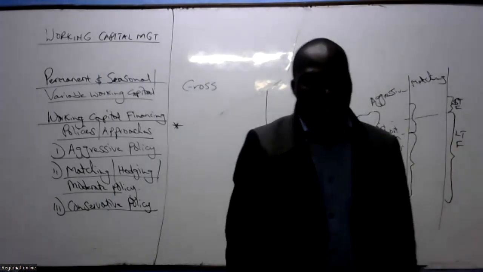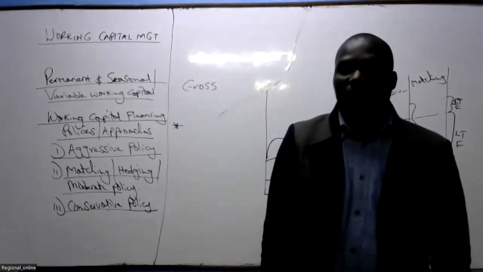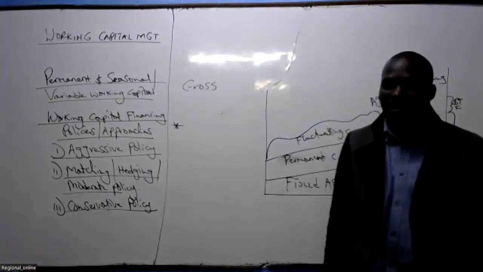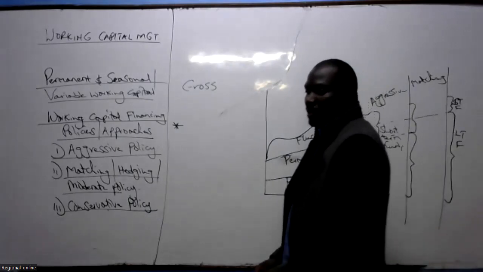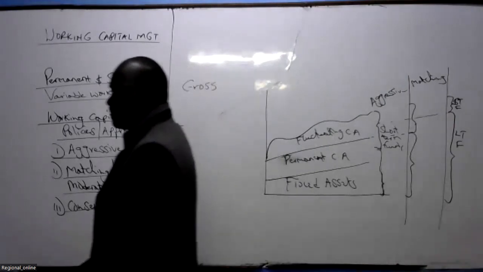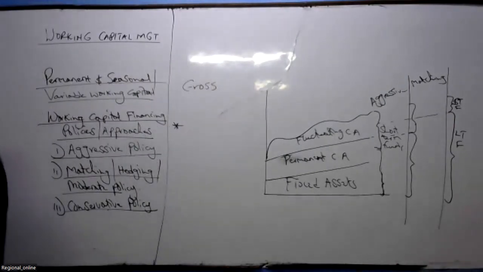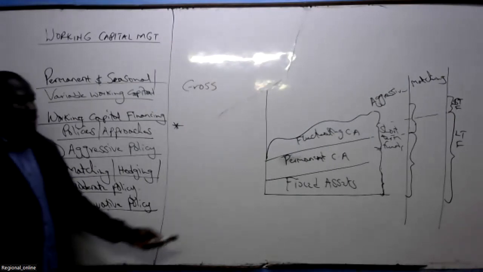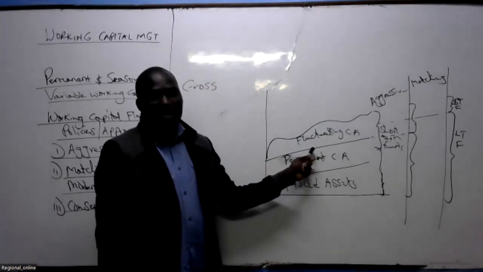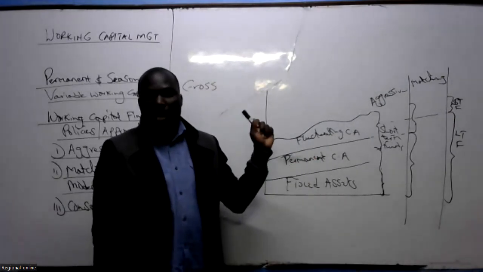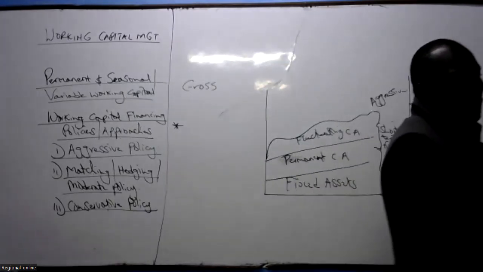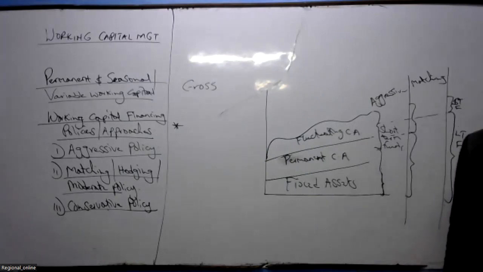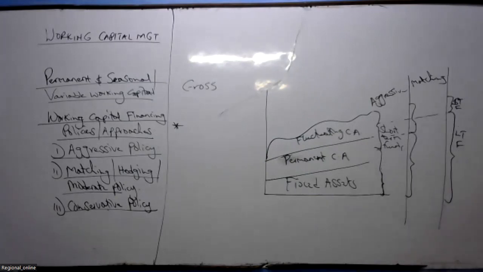Hence, the long-term funds would finance the long-term assets. The long-term assets are fixed assets and permanent current assets, and a portion of fluctuating current assets.